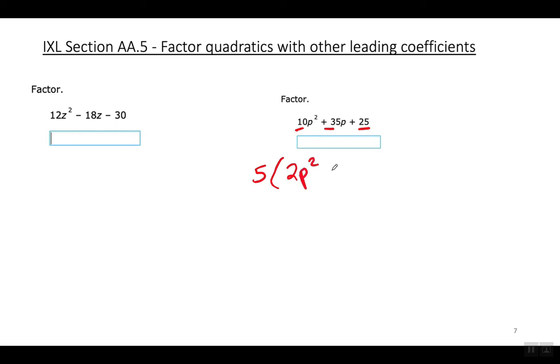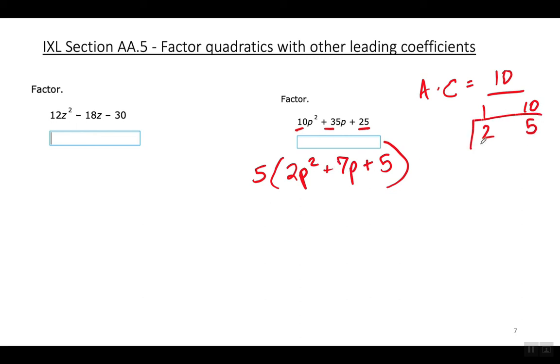So I'm going to have 2p to the second power plus 7p plus 5. Okay, now the 5 is going to stay out there all the way to the end, to my final answer. I'm going to treat this as my new problem. So now a times c: 2 times 5 is 10. And out of the factors of 10, the only combination that'll add up to 7 is the 2 and the 5. So now I'm going to split the middle.